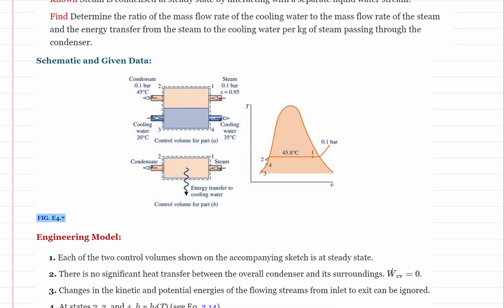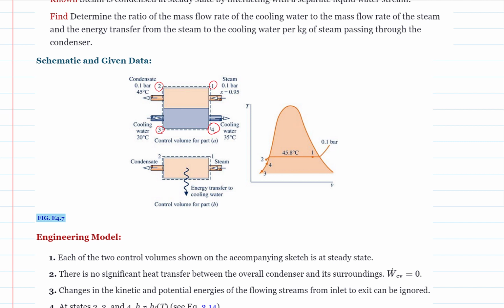First we need to determine the ratio of the mass flow rate of cooling water to the mass flow rate of the condensing steam. Here is a diagram showing the condenser. Steam enters the condenser at 0.1 bar and quality 0.95. This is location 1. It leaves the condenser at 0.1 bar and 45 degrees Celsius. This is location 2. Cooling water enters the condenser at 20 degrees Celsius, location 3, and leaves at 35 degrees Celsius. This is location 4.